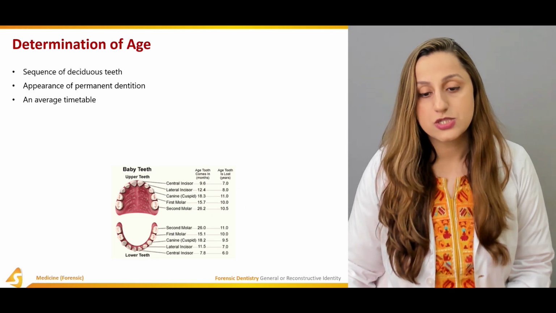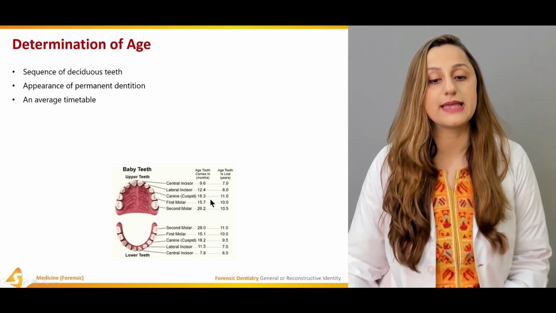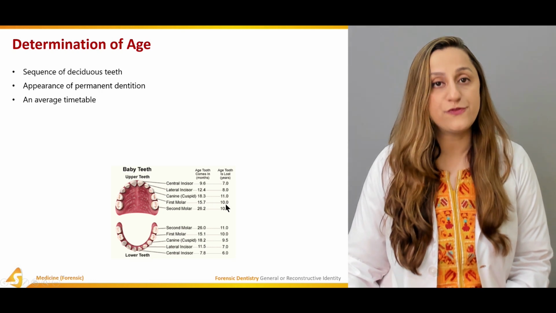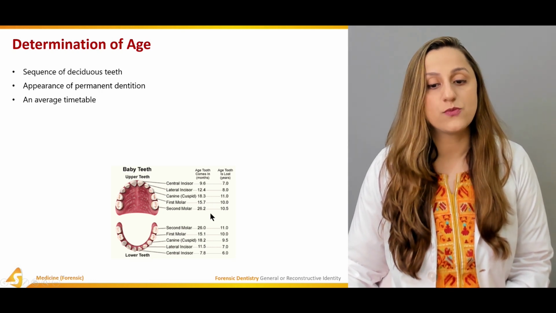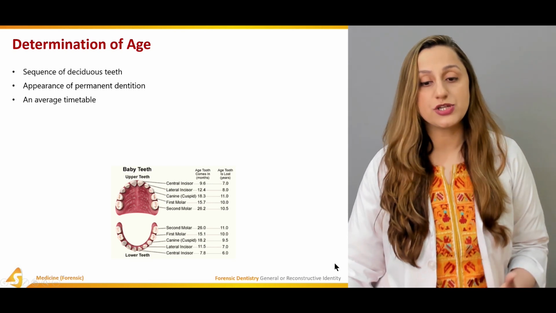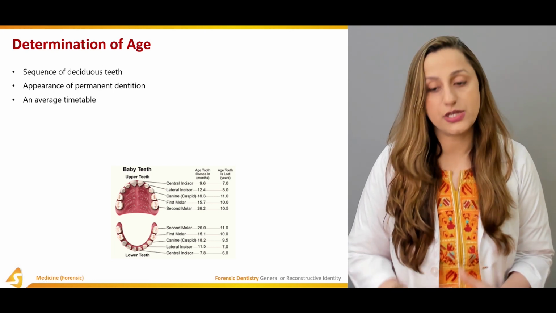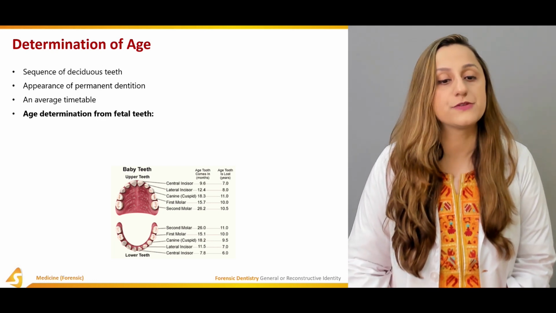We also have a charting done for the age at which these teeth are lost. So we have 7 years for central incisors, 8 years for lateral incisors, 11 for canine, 10 for first molar, and for second molar we have 10. So there is even a difference between the eruption and the losing time of the lower teeth. All of this knowledge is very critical at this stage for this comparison phenomenon.